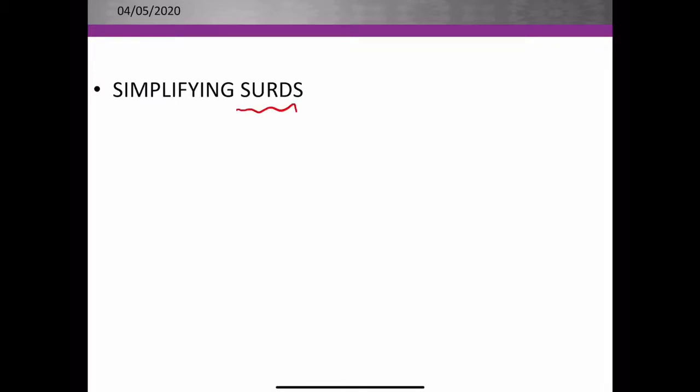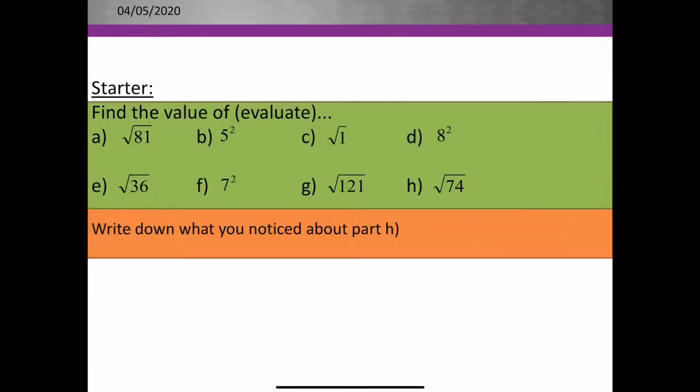So let's have a look at these questions here. Simplifying surds is the main thing we're going to be doing. So find a value. Evaluate, what does evaluate actually stand for? Evaluate stands for working out. Find the value. So the square root of 81 is what? 9. 5 squared is what? 25. And so on. 7 squared is 49. The square root of 121 is 11.